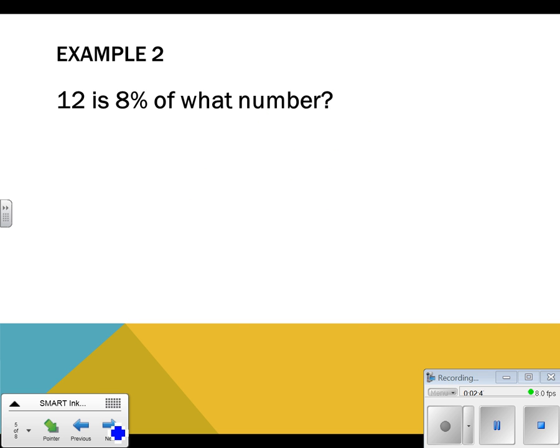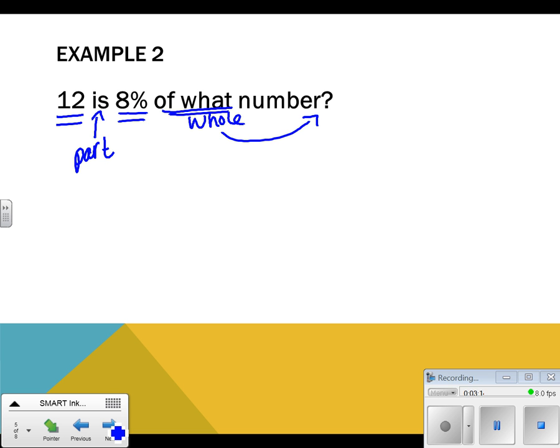Example 2. 12 is 8% of what number? So we have 12 and we have the percentage. So 12 is, that isn't one of those other keywords that helps us see that that's the part. 12 is some part of a whole number, and that whole number is what we're looking for. That's the question. What's the whole number? 12 out of what is 8%?